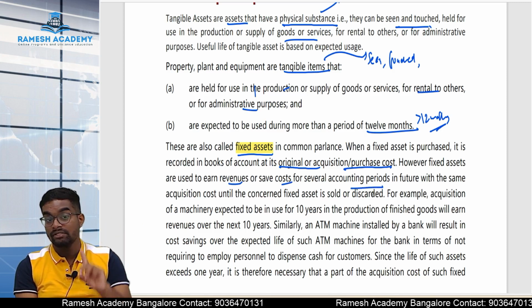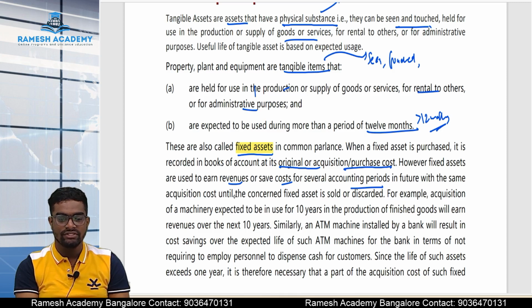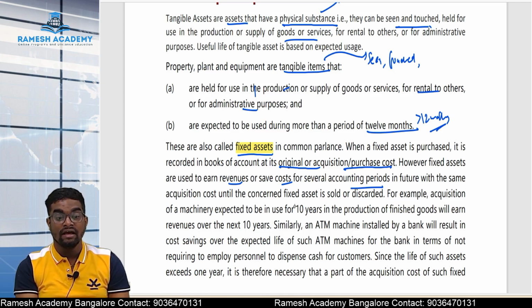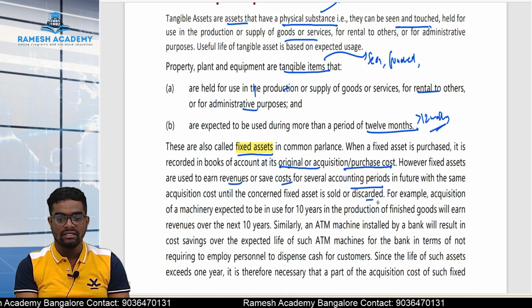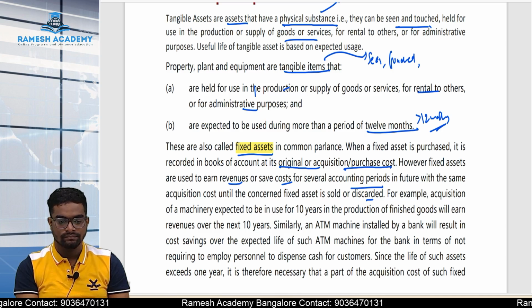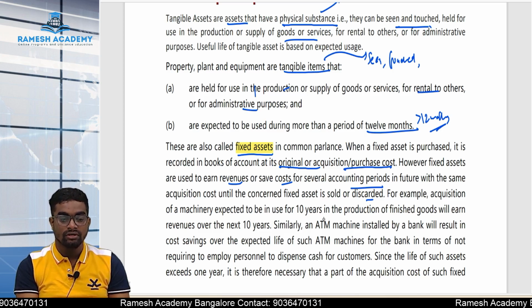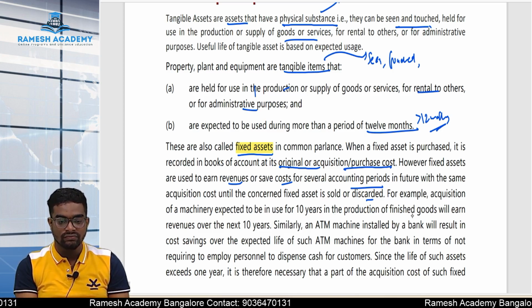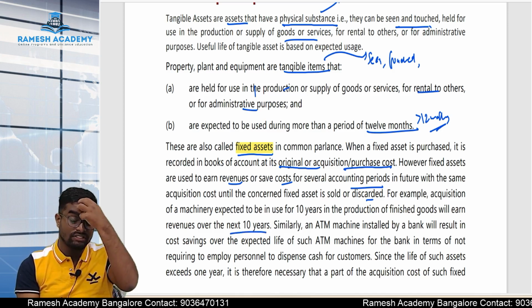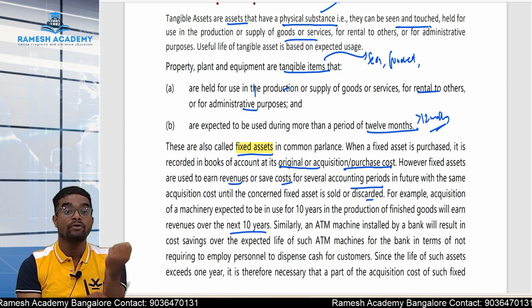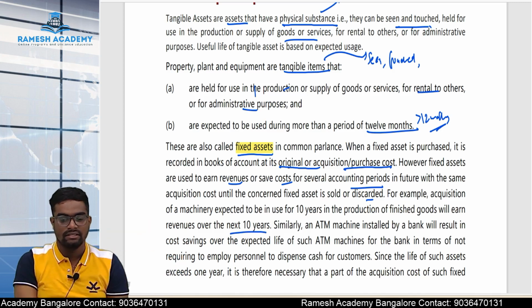Several accounting periods means more than 1 year in future with the same acquisition cost until the concerned fixed asset is sold and discarded. For example, acquisition of machinery expected to be used for 10 years in production of finished goods will earn revenue for the next 10 years. I told you, if you have machinery with a useful life of 10 years, it will help you earn revenue for the next 10 years.